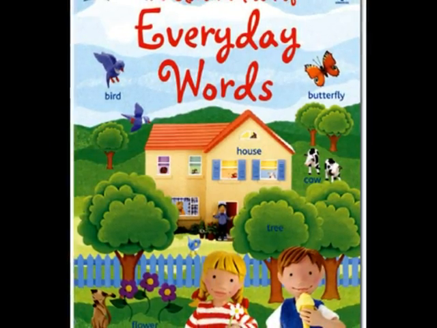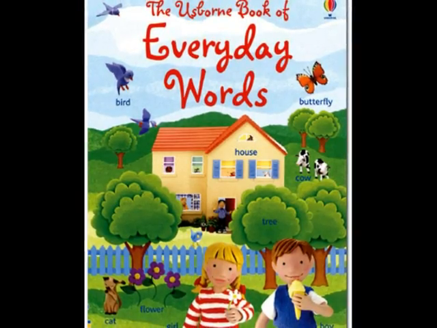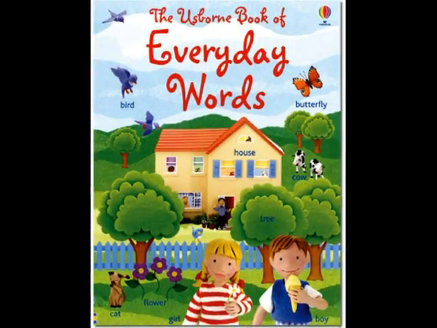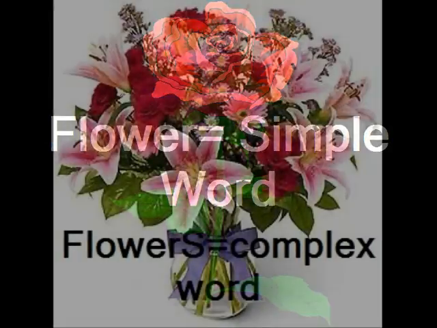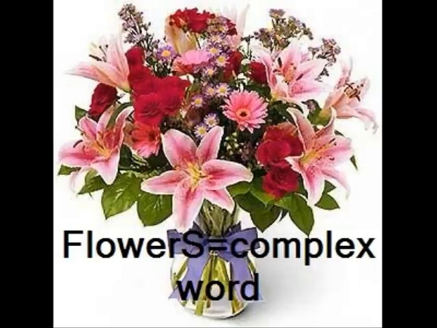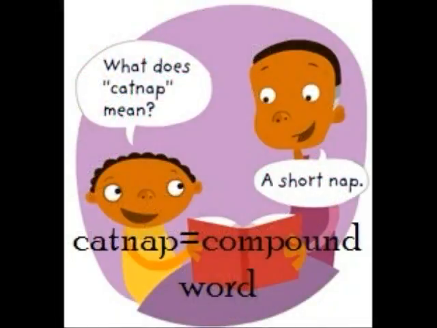Another thing you should know is that all words in the English language can be grouped into 3 categories: simple words, complex words, or compound words. Flower is a simple word. It is made up of just 1 lonely free morpheme. But flowers is a complex word. It is made up of just 1 free morpheme, but also has 1 or more bound morphemes attached. A compound word is made up of 2 free morphemes, like catnap.